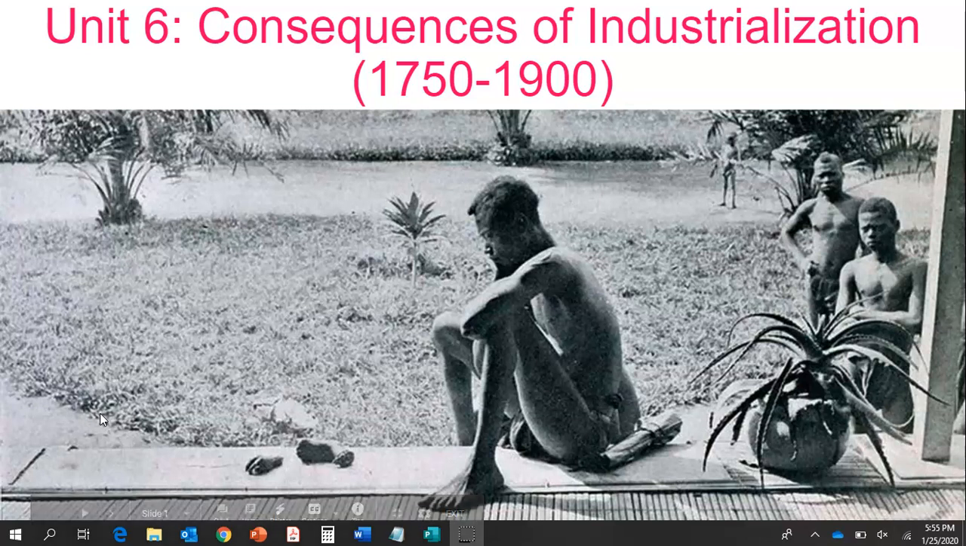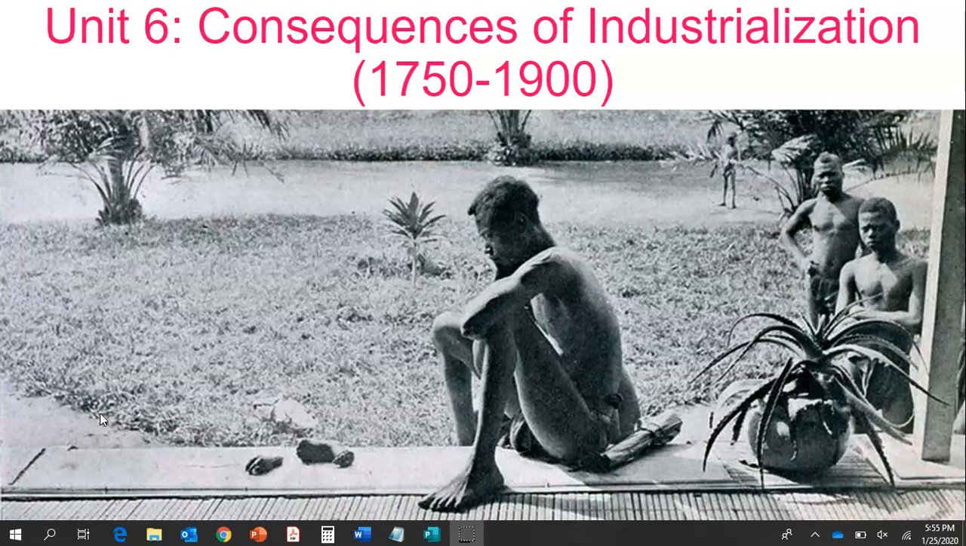All right, ladies and gentlemen, we're going to start Unit 6, which is called The Consequences of Industrialization Between 1750 and 1900. If you go to the AP College Board website for World History, you can look up the topics for this unit. This might help you for your note taking, so I'll let you know what they are.